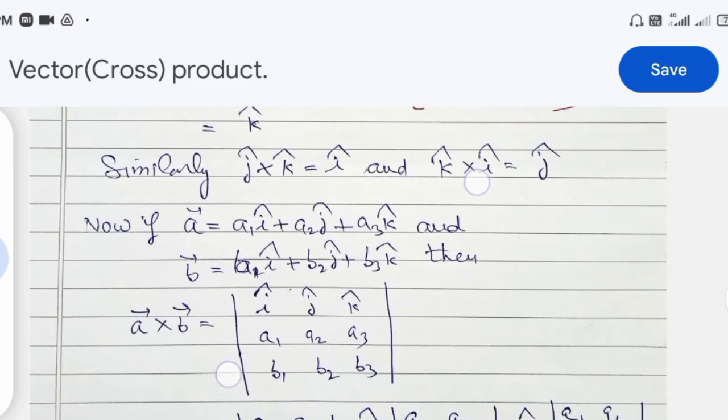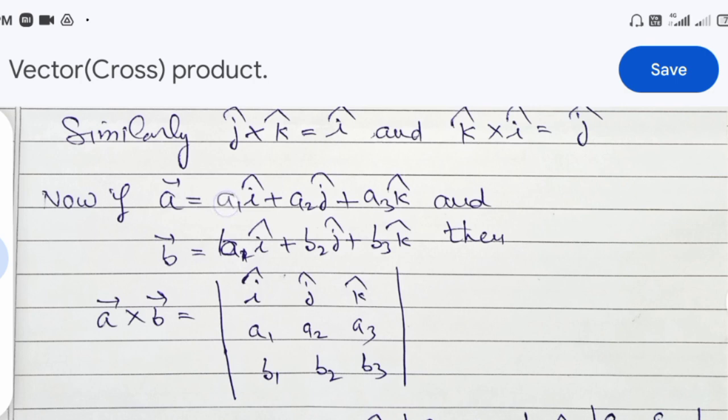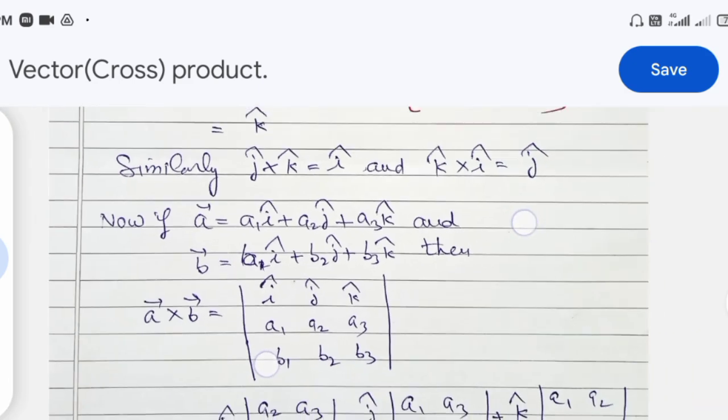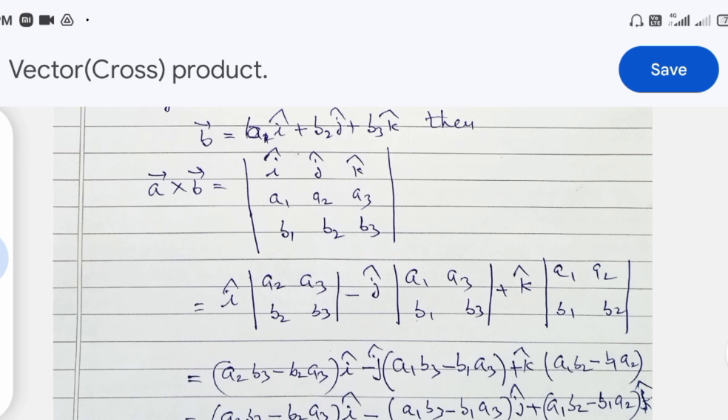First we write here i, j, k, then A1, A2, A3 in the second row. Third row will be B1, B2 and B3. Now take the determinant: write i, delete its row and column, and write A2, A3, B2, B3, minus j, delete its column, A1, A3, B1, B3, plus k, delete these two, A1, A2, B1, B2.